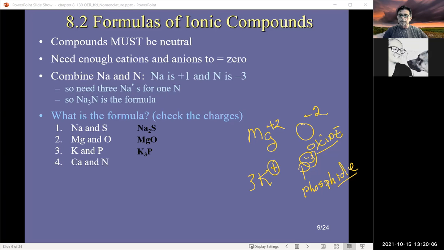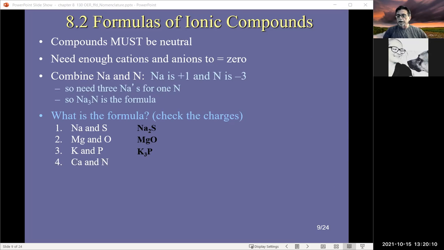Let's find this one. Let me clear this up. Now this one's a little more challenging, but that's okay. Let's break it down. We've got calcium. What do we know about calcium? It's a +2, right? It's in group 2A. When it becomes ionic, it will lose those 2 valence electrons and become the calcium +2 ion. Nitrogen is a group 5A, and now it becomes a -3 charge, nitride.